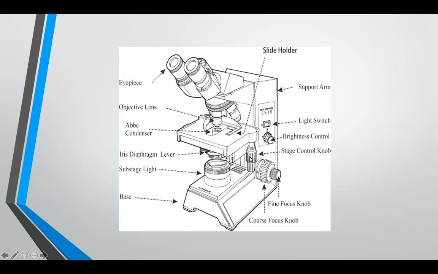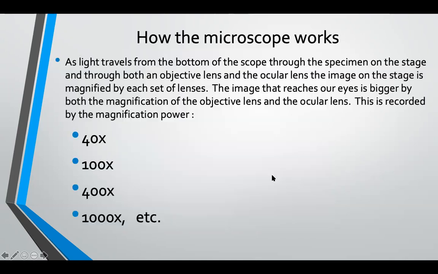The stage control knob: this is the stage, and it can move back and forth, right and left, and the stage control knobs will control that. And then you have a fine focus and a coarse focus knob. These help get the specimen or the sample into focus.